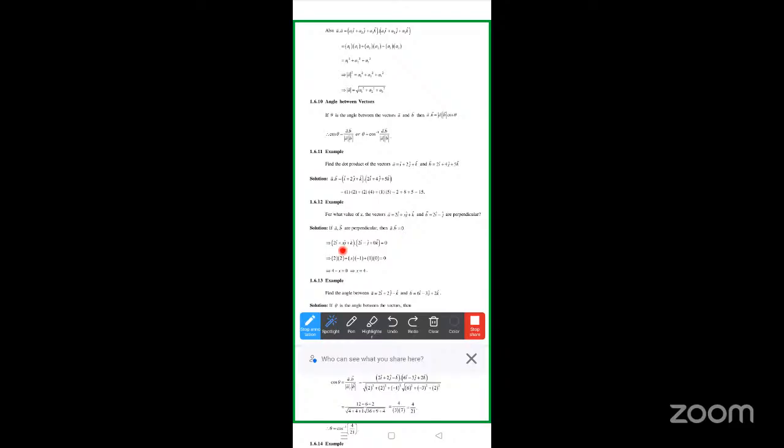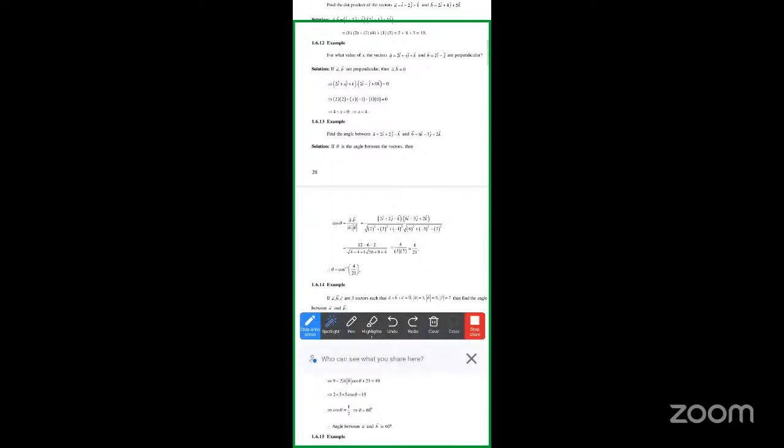So this is the A vector, 2i plus xj plus k, dot 2i minus j. Here there is no k, so we can take 0 into k bar, which is always 0. The dot product must be 0, that is the condition of perpendicularity of two vectors. Therefore, 2 into 2 plus x into minus 1 plus 1 into 0 is equal to 0. So 4 minus x is equal to 0, x is equal to 4. Therefore, if x is equal to 4, then the two vectors are perpendicular to each other.